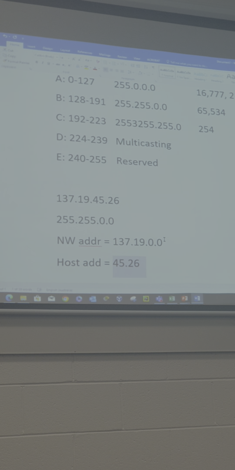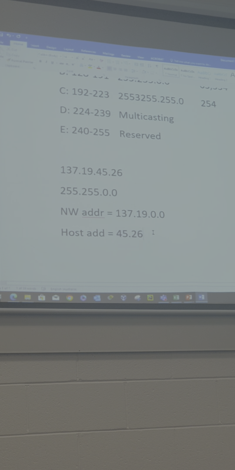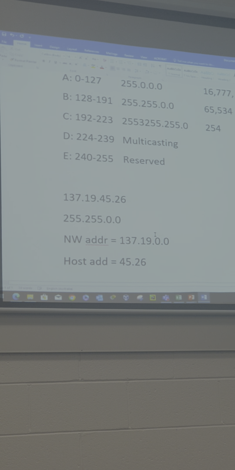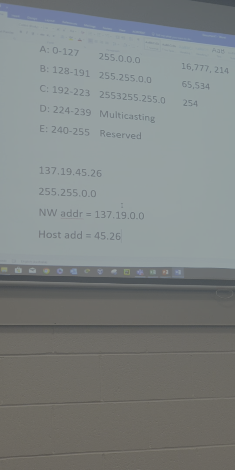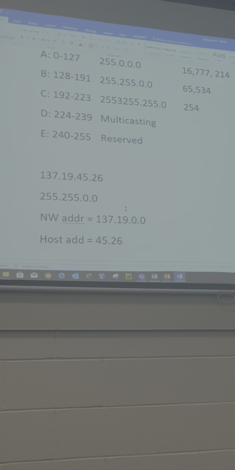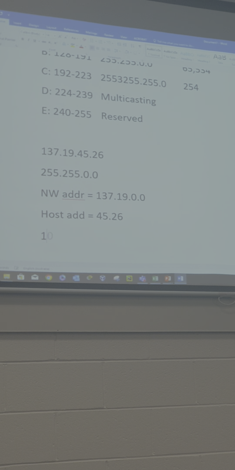If you haven't seen that before and weren't aware of it, do you want another one, or are you good with this stuff? You okay? All right. I'll give you one more just in case. 10.1.2.3. That's class A, which means the subnet mask will be 255.0.0.0, and the network will be 10.0.0.0 and the host 1.2.3. So 1.2.3 on 10.0.0.0. Does everyone understand how that works?